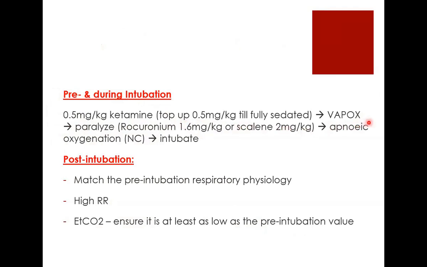Then you proceed with your pre-oxygenation, or ventilator-assisted pre-oxygenation if the patient is unable to maintain an SpO2 of more than 95. Then you give your paralytic agents, which include rocuronium 1.6 mg per kg or succinylcholine 2 mg per kg. Then continue with your AMIC pre-oxygenation, and once you're ready, you intubate the patient.